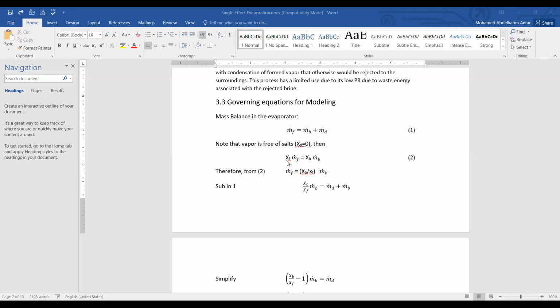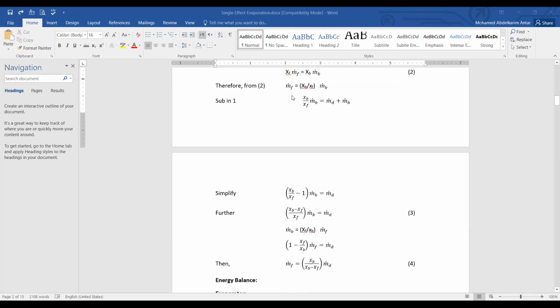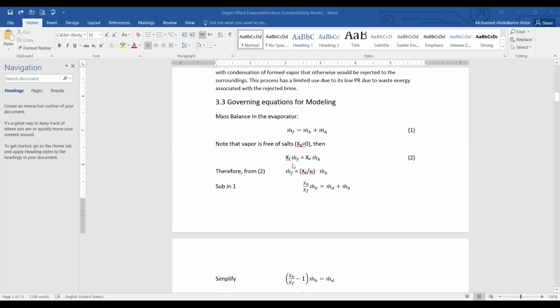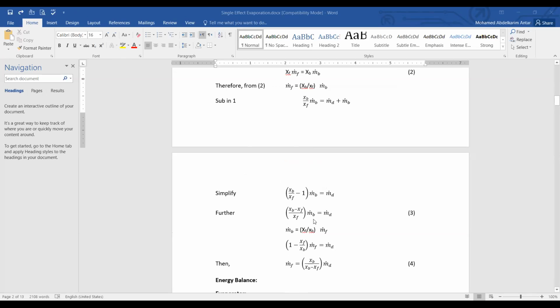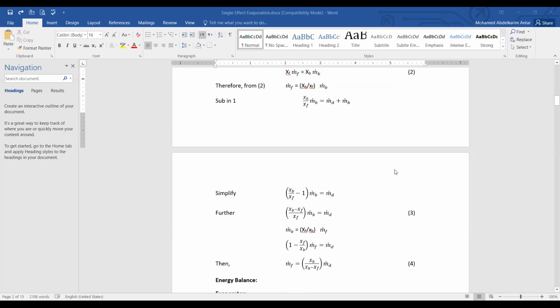This is the salt balance: X feed times M dot feed is equal to X brine times M dot brine. Equations 3 and 4 have no added value. They're just manipulations of equations 1 and 2. I'm just eliminating M dot feed and solving in terms of M dot brine, or eliminating M dot brine and solving in terms of M dot feed. That's it. So equations 3 and 4 have nothing new. They are only a reorganization of equations 1 and 2. That's why I don't give much attention to these equations, because there's no addition here.